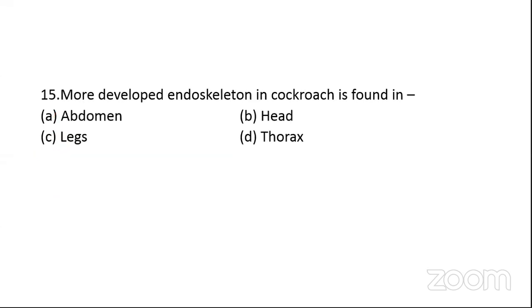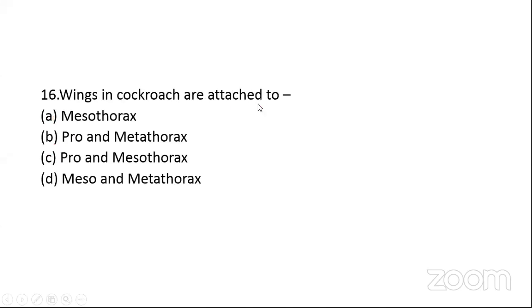Then 15th one. More developed endoskeleton in cockroach is found in. So abdomen is wrong, legs is wrong. It is actually the head. Because they have a lot of parts moving around in the head. Then wings of cockroach are attached to.